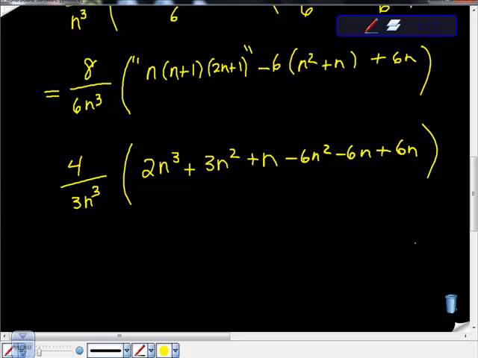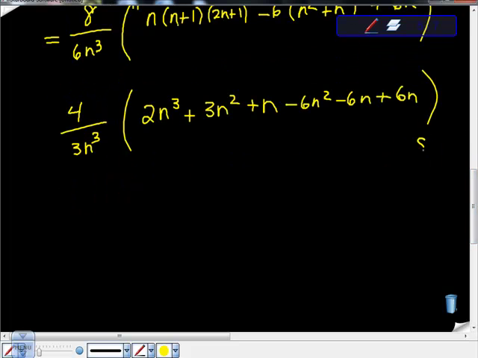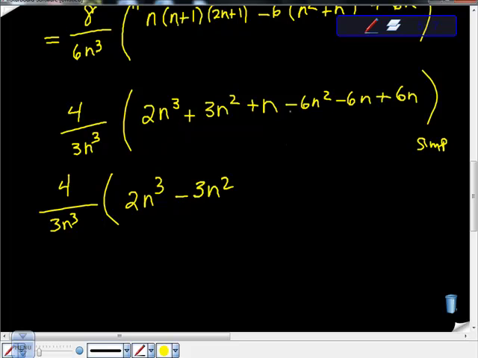I know, stay with me. I swear to you, it's worth it because we're almost at the end of it. It's just a big chase. It truly is. I'm going to simplify this out, and as I simplify it out, we get 4 over 3n cubed, 2n cubed, right? But we have 3n squared and negative 6n squared gives us a negative 3n squared, doesn't it? Negative 3n squared. So we got rid of this. We use this and this. Negative 6n plus 6n is 0. It gives us plus n here.